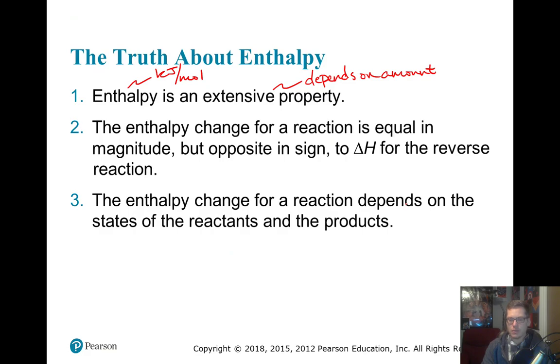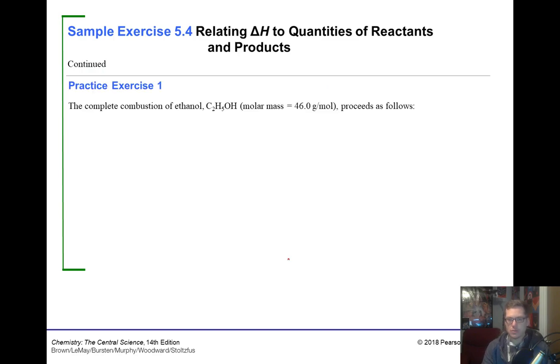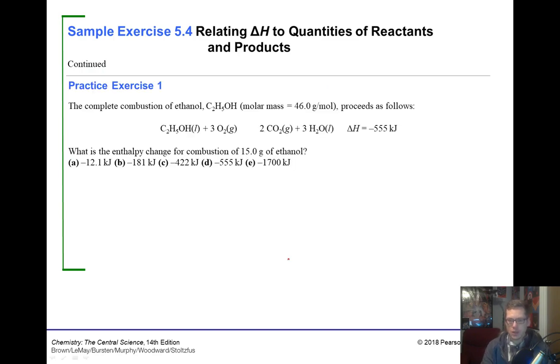The other thing I want you to pay attention to is that delta H of reaction is always given in kilojoules. That's how it's given to you, but really I want you to think about it as kilojoules per mole, per mole of reaction. So you have to use your stoichiometric coefficients to keep track of what's going on here. All right, so let's do a couple practice problems.